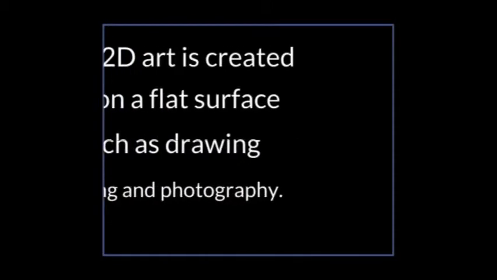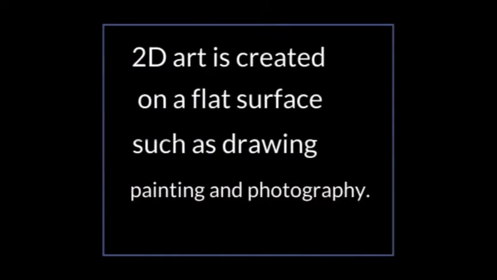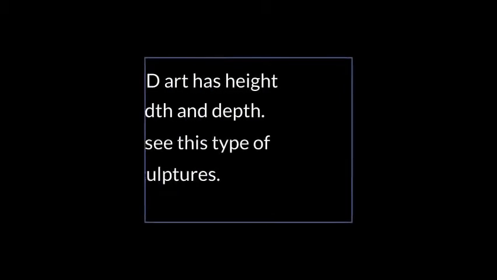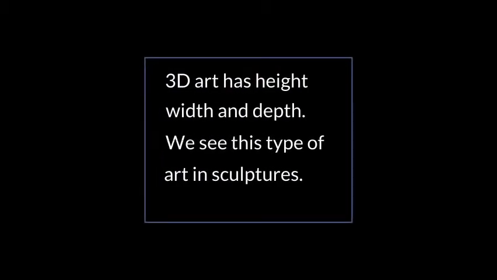Guys, so today we're going to be talking about 2D and 3D art. So what is 2D art? What does that mean? 2D art is created on a flat surface and it's something like a drawing or a painting or a photograph. So what is 3D art? 3D art has height and width and depth, and it's something like a sculpture.